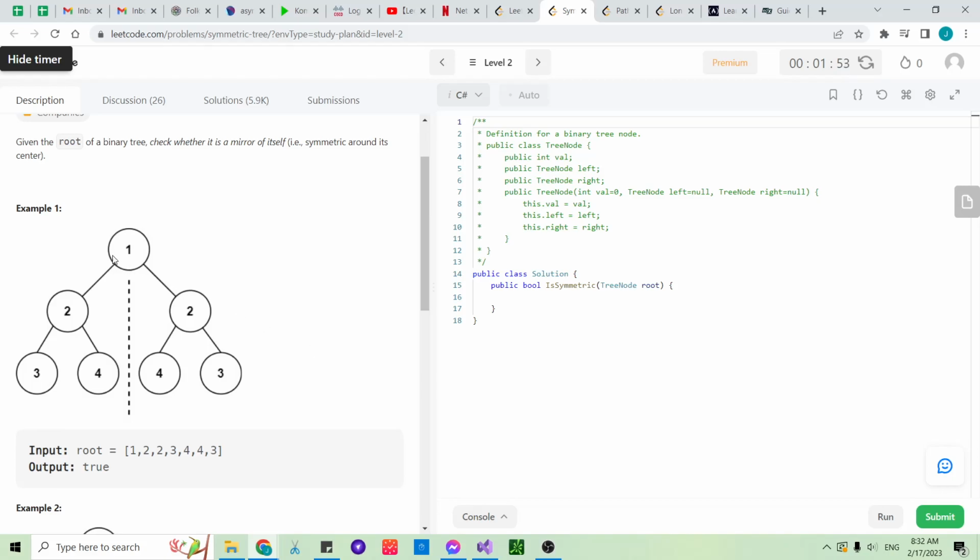So I'm thinking, we have the root node, and then left and right of the root node, they gotta be the same. And then from that point downwards, we basically need to check all the left nodes to compare that with all the right nodes and see if they are the same, for each node under that. Okay, let's see if we can write it recursively.